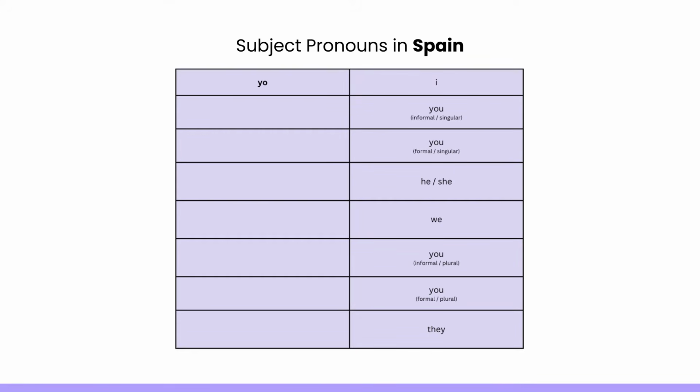Alright, so now that we have this first subject pronoun, we can add it to our list. So in the first row on the left, we can write yo. So yo is the Spanish version of I. Yo. Alright, so once you're ready, let's move on to the second subject pronoun, which is you.